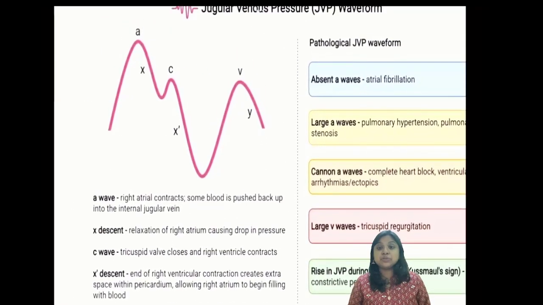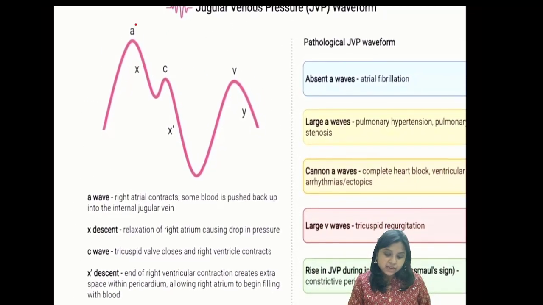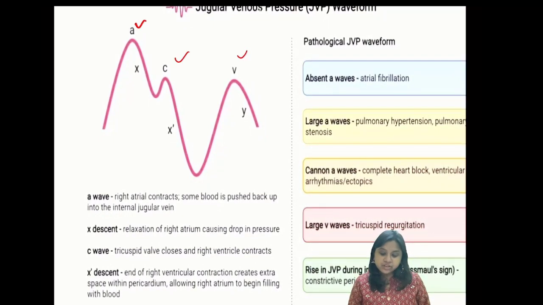So I think you can appreciate the JVP waveforms. We have three positive waveforms, that is the A, C and V, and we have the X descent and the Y descent, the negative descents. So what is the A wave basically? A wave is because of the contraction of the right atrium, right? So what happens when the right atrium contracts? Blood is pushed up into the IJV.